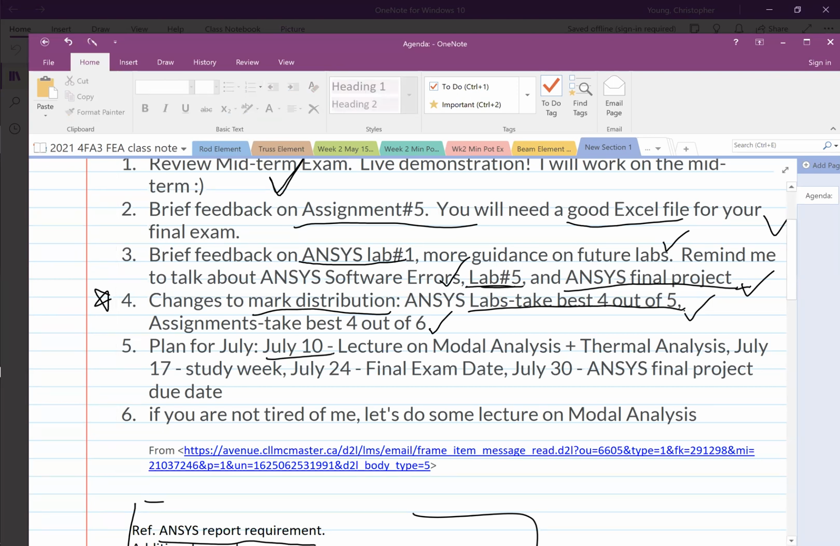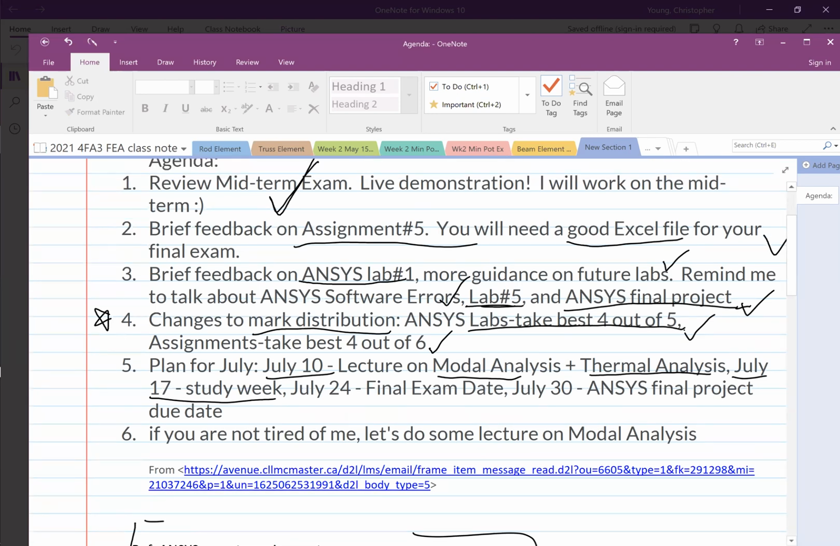For next week, we're going to have a lecture on modal analysis and thermal analysis. If you're not too busy, please join us, because vibration and thermal are our biggest enemies for the structure. Thermal fights vibration. July 17, I want to assign as a study week. If you have any problems with ANSYS, midterms, anything related to this course, let me know. We'll work on it together, and I'll help you study for your final exam.